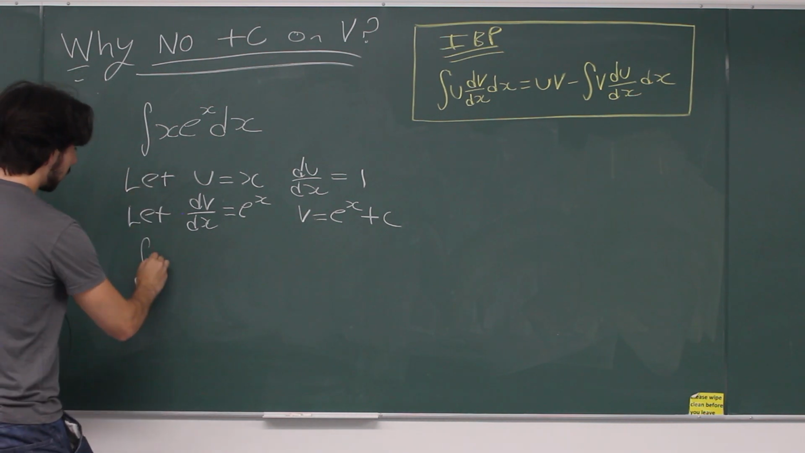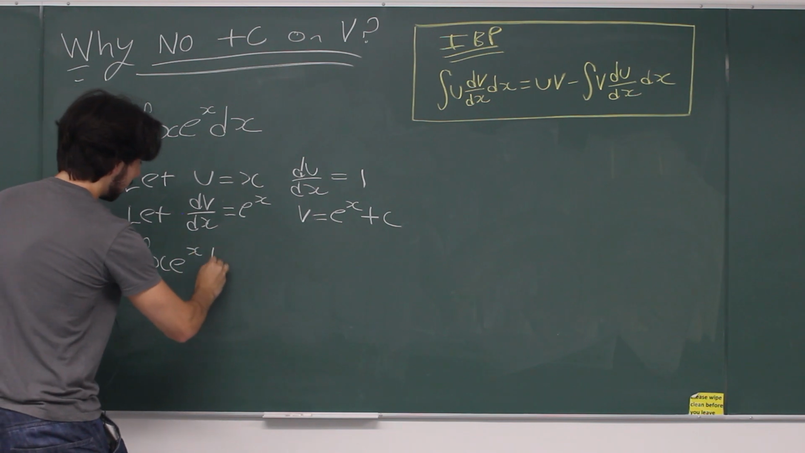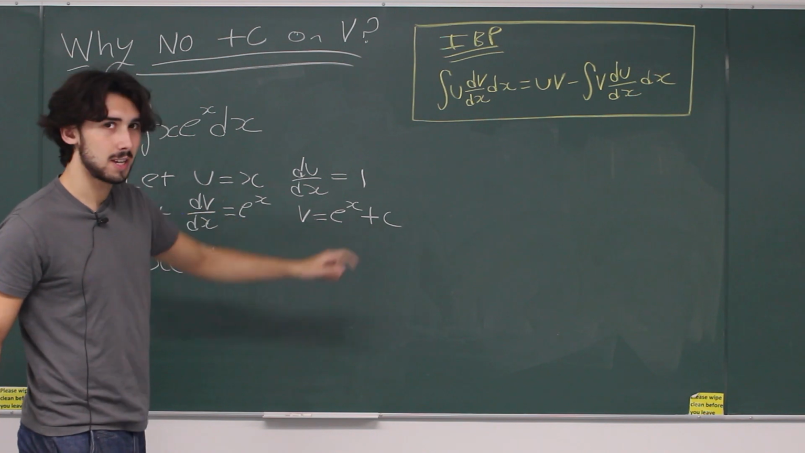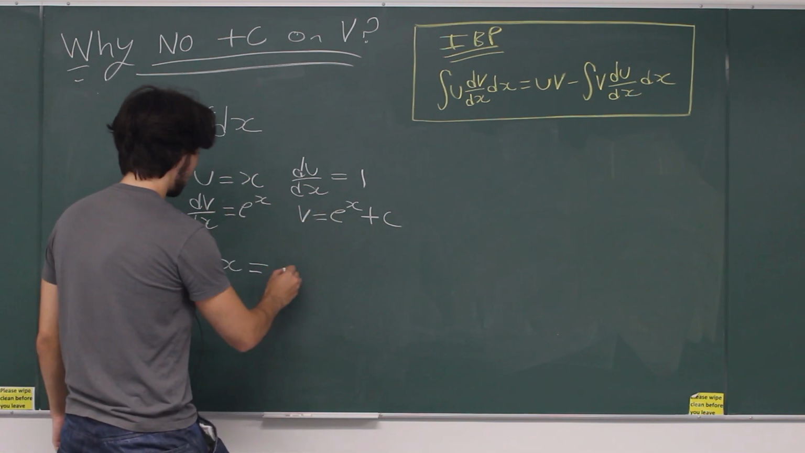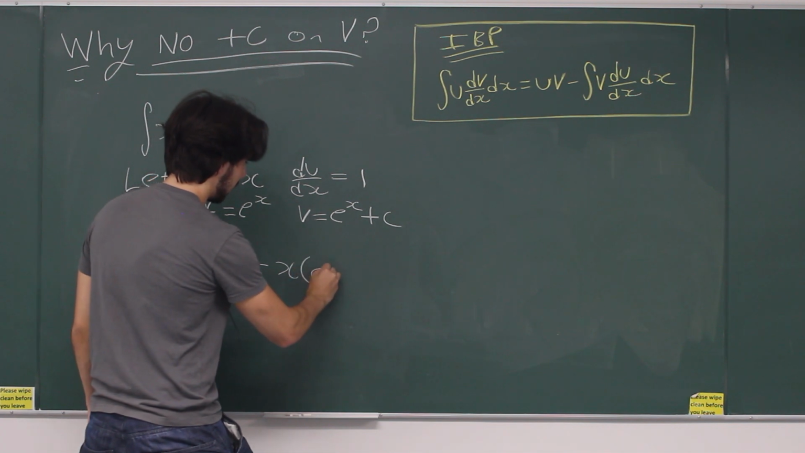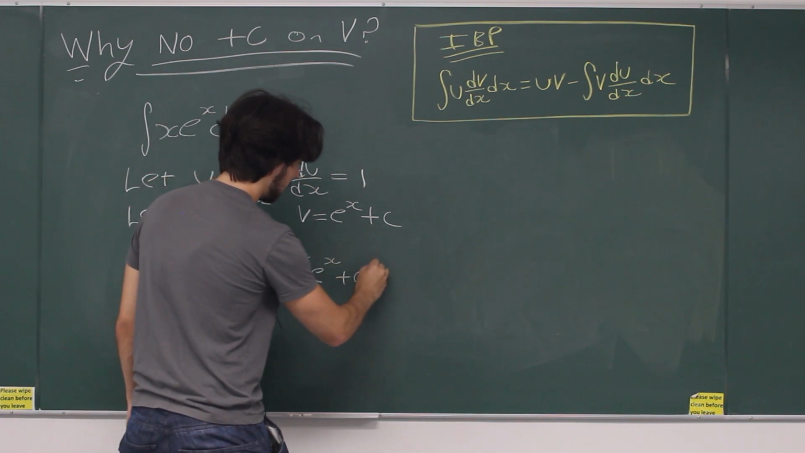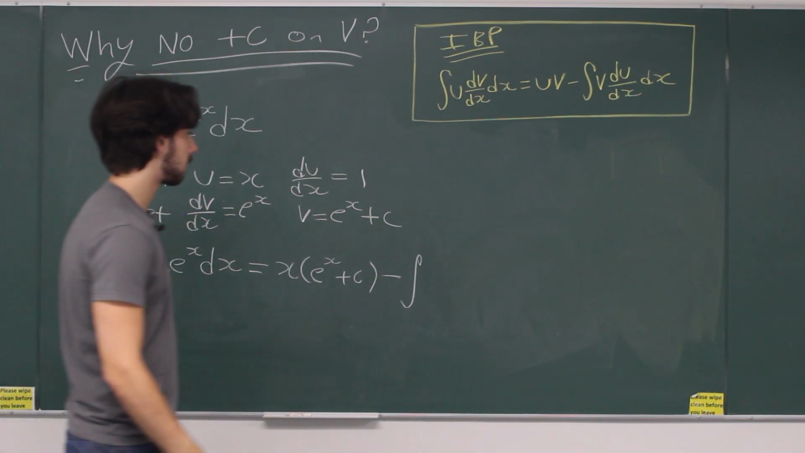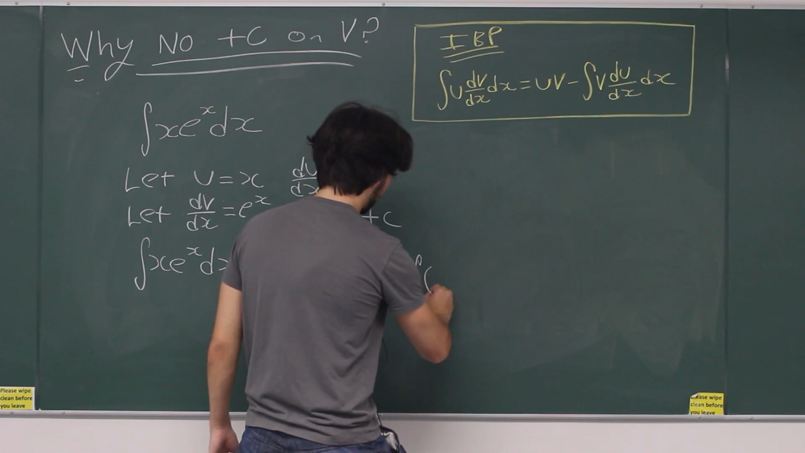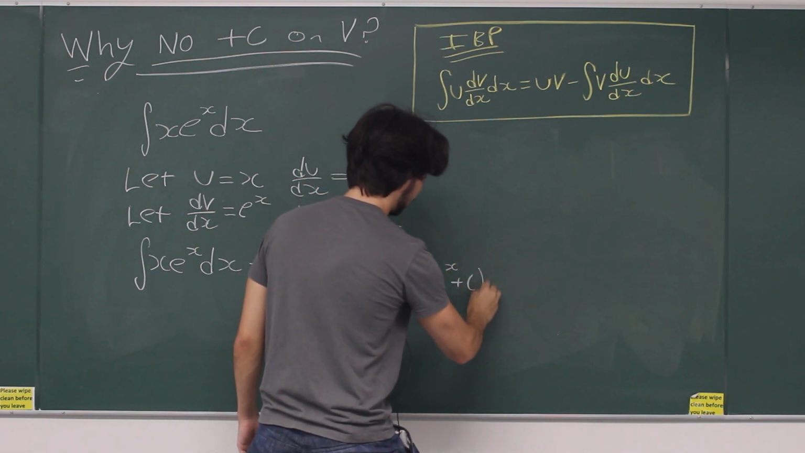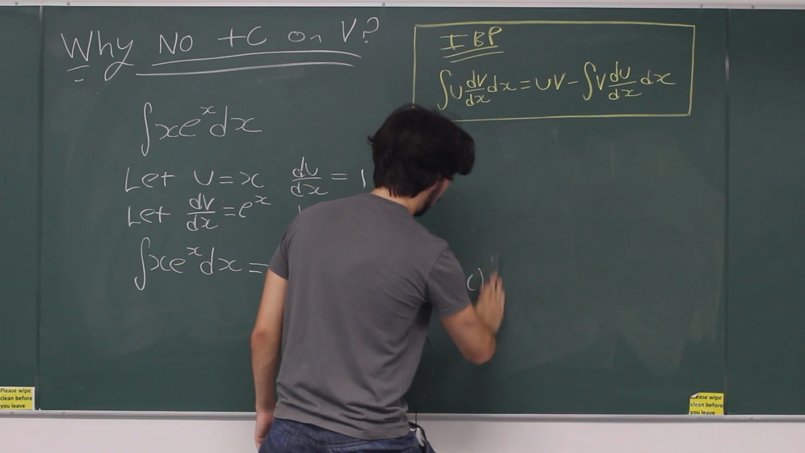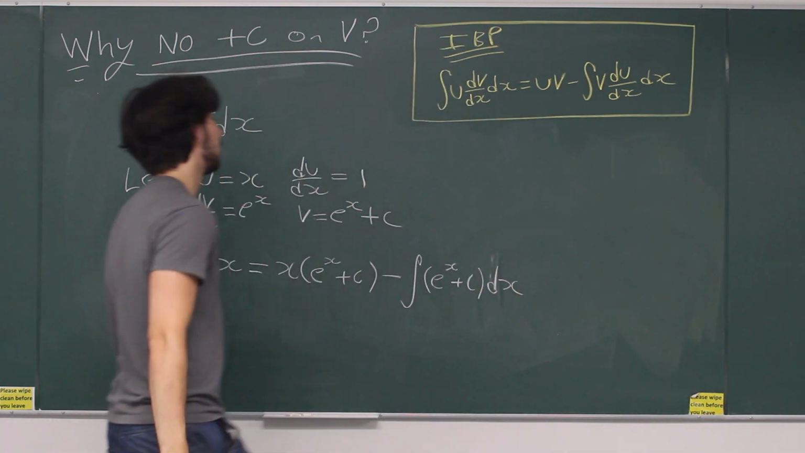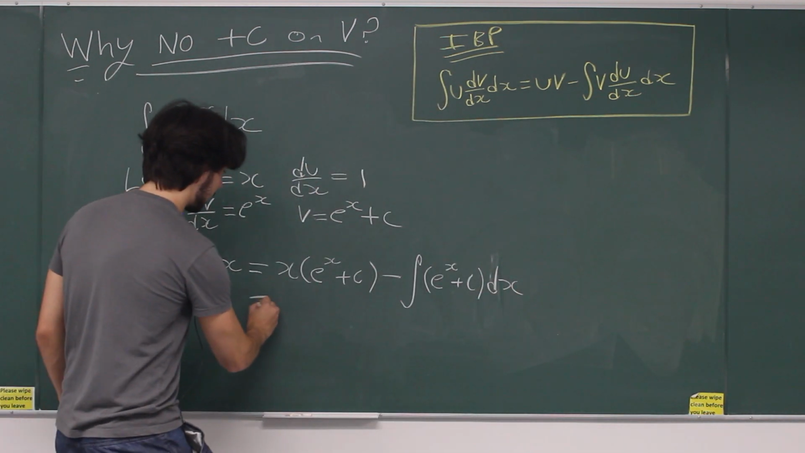So we have that the integral of x e to the x dx is going to be u times our new version of v, which is e to the x plus c. That's going to be x times (e to the x plus c), take away the integral of du/dx times (e to the x plus c). So we're going to have (e to the x plus c) times the number 1. I'm not going to write it because it's just the number 1, dx. Okay, and maybe you can already see what happens.